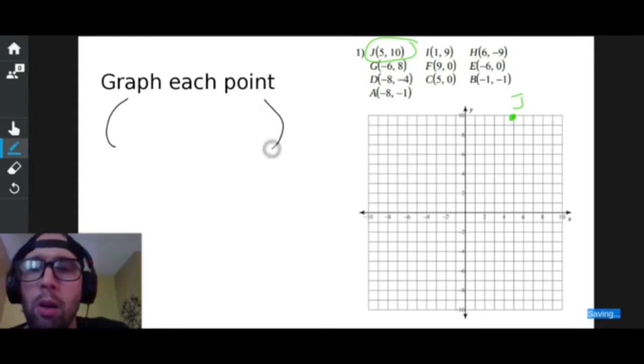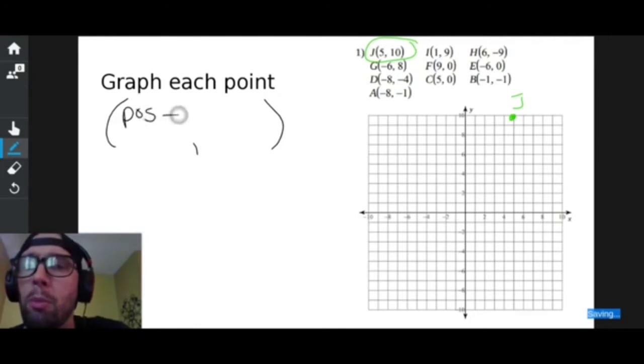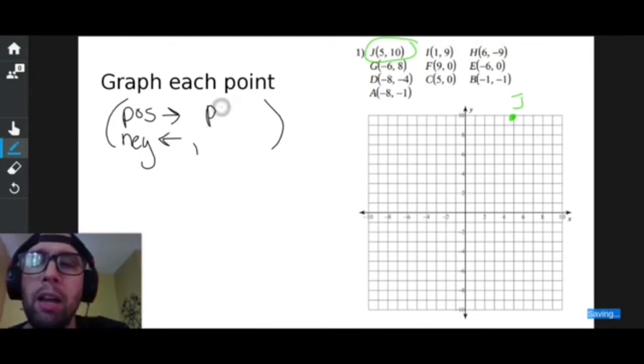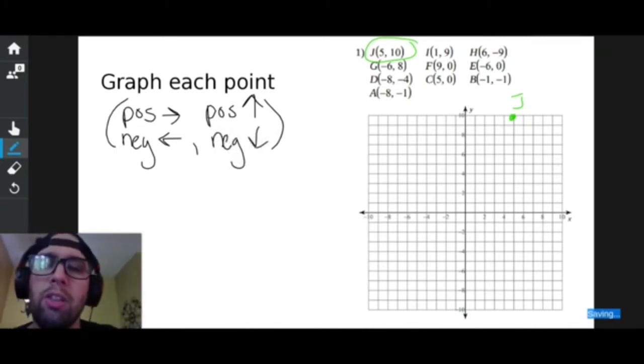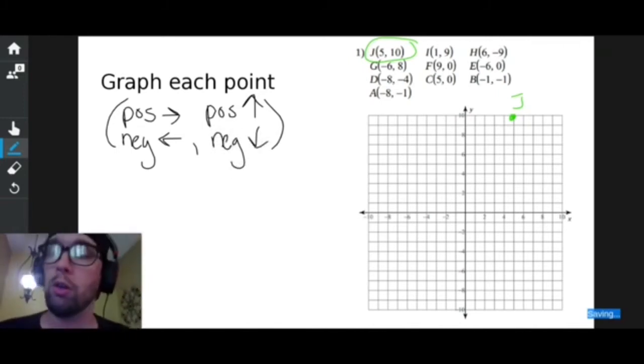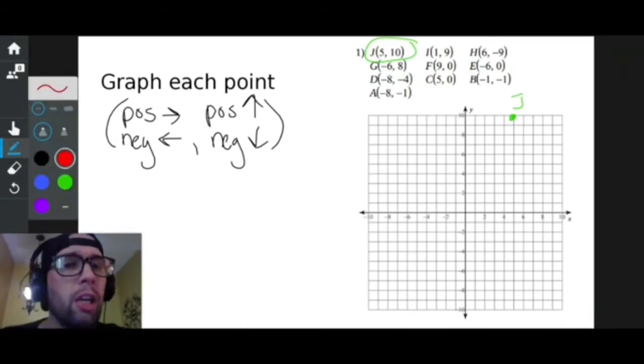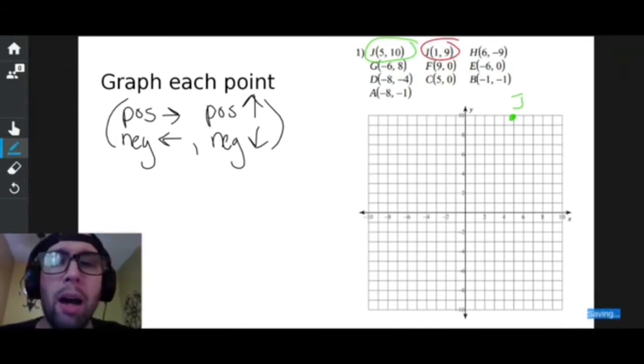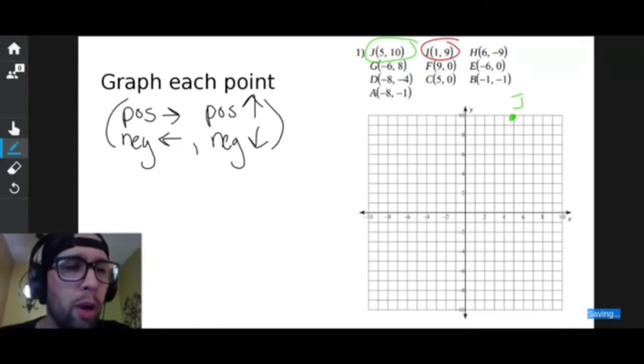I'm going to write out a point right here. Positive first number means right. Negative first number means left. Positive second number, which is the y value, means up. And negative y value, the second number, means down. If it's 0, you don't move. All right, so the second one, positive 1, positive 9. So go right 1, up 9, put a dot, call it I.